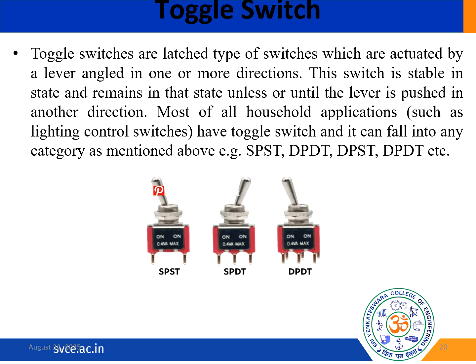So toggle switches are a type of latch switch. They can be operated by a lever that moves in one or more directions. Once the switch is actuated, it maintains its position, remaining in a stable state until the lever is manually flipped to another position. This latching behavior makes them ideal for applications where a persistent on or off or directional state is required.